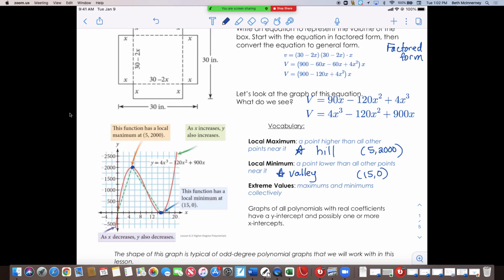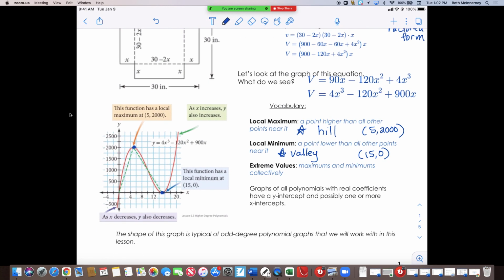All right, graphs of all polynomials with real coefficients have a y-intercept and possibly one or more x-intercepts. So on this one, do you see that the y-intercept is at 0, 0, which is also an x-intercept? And the x-intercepts are 0, 0, and 15, 0.